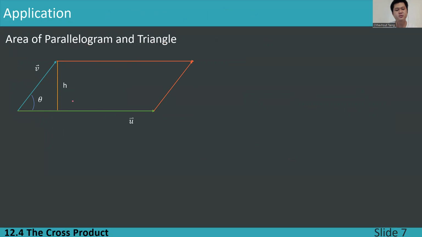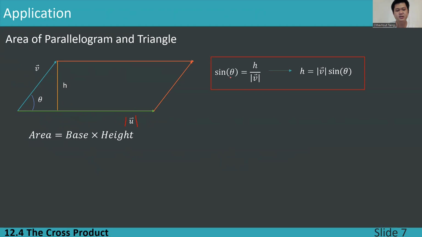Well, normally to calculate the area of a parallelogram, you need to know its base and its height, base times height. But the base for this parallelogram is just the magnitude of u. And what about the height? Well, for the height, you have to use trigonometry to help. In our case, we can use sine theta. So sine theta is equal to h over magnitude of v. So h, the height, is equal to magnitude of v times sine theta. Now you have the base and the height. You plug it in, you receive something like this.